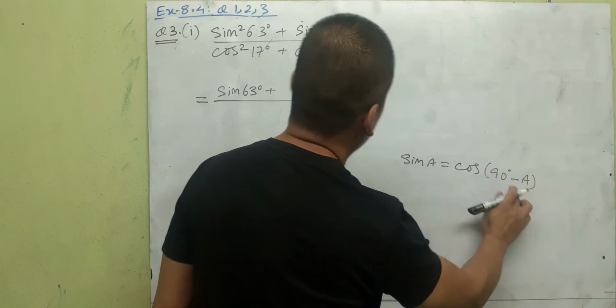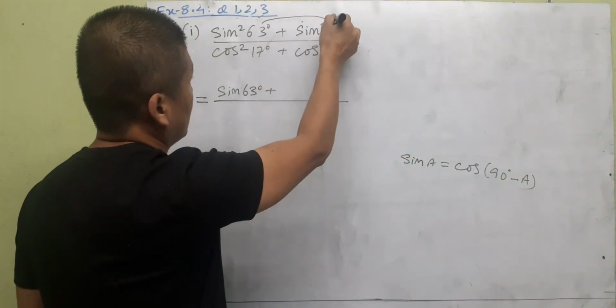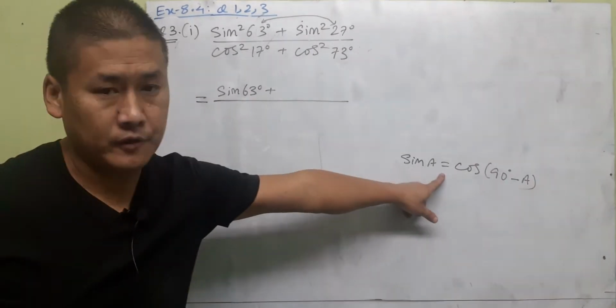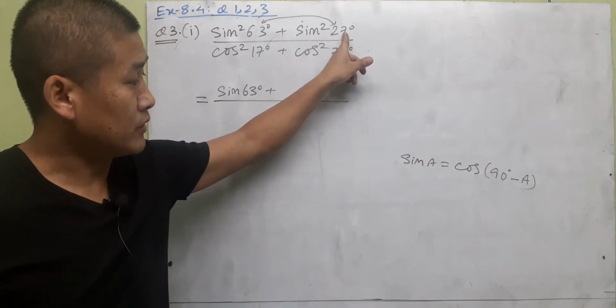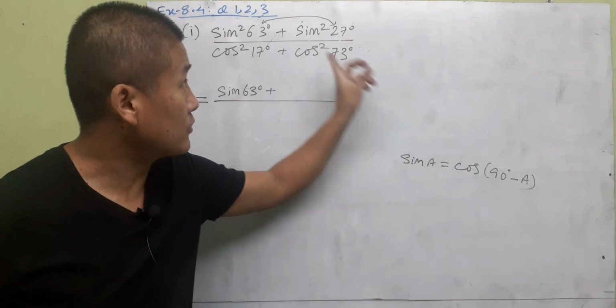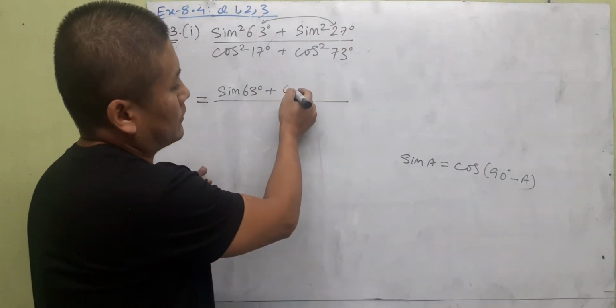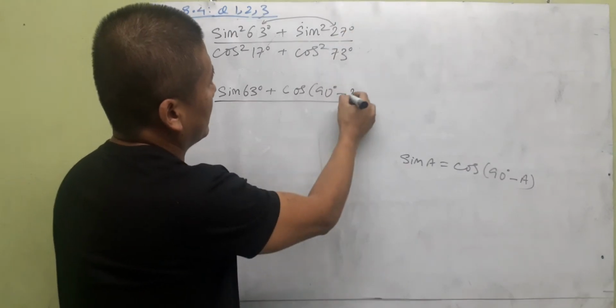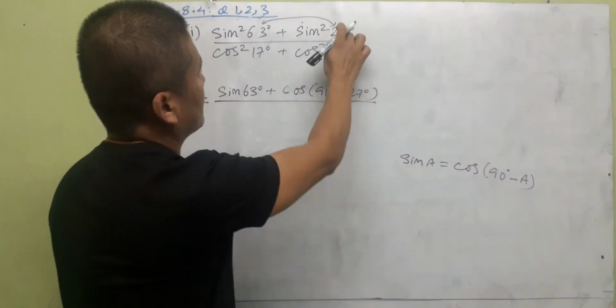We use this formula when the two angles are complementary. That means together they are making 90, then we can use that formula. So sine A here is 27. So there will be cos 90 minus 27. So we write here cos 90 degree minus A, our A here. So we decided to change this.